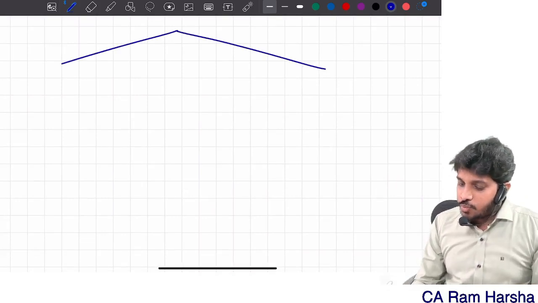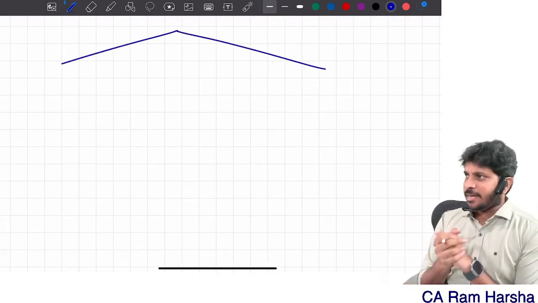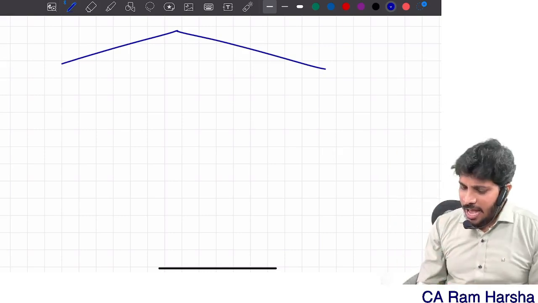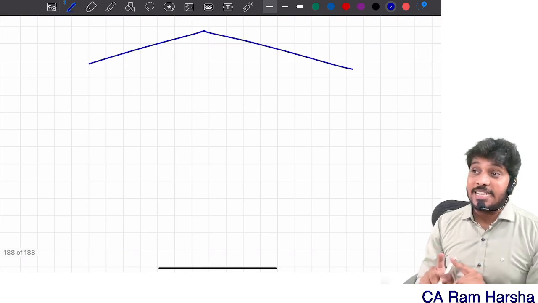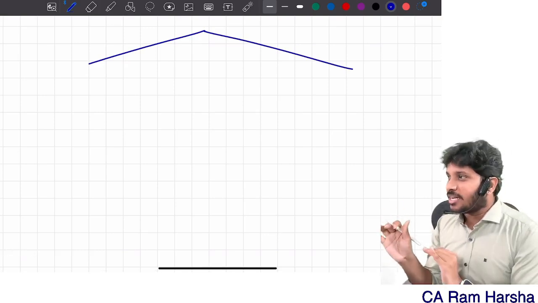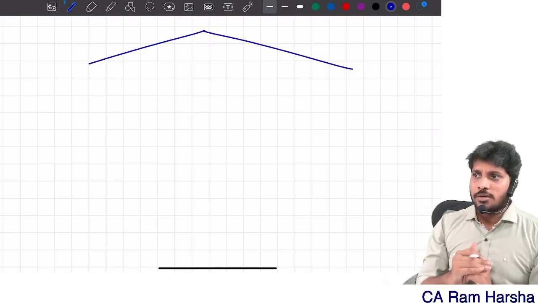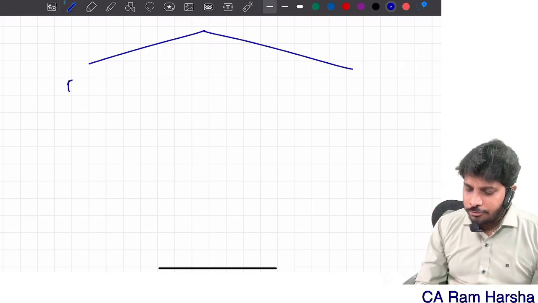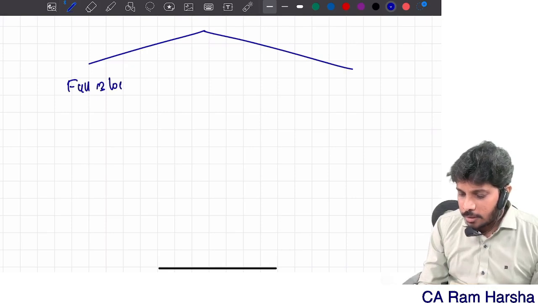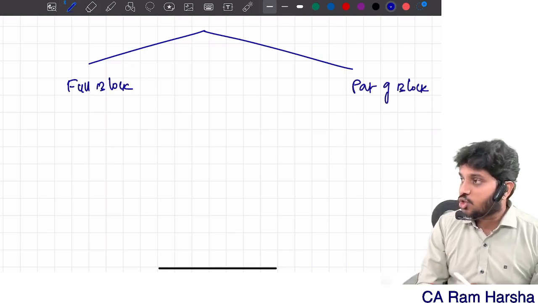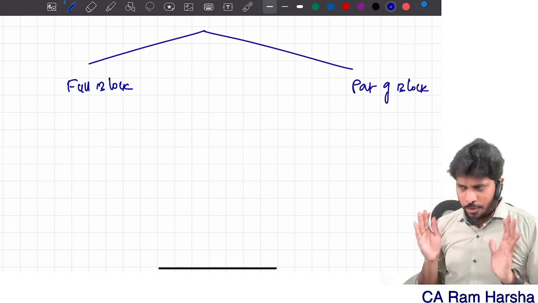You transferred, you sold, you got some money from a block. Let us assume it is a case of sale, not insurance, destruction or demolition. You sold the block. Full block you sold, or part of a block you sold. This is the first question you should see: full block sold or part?